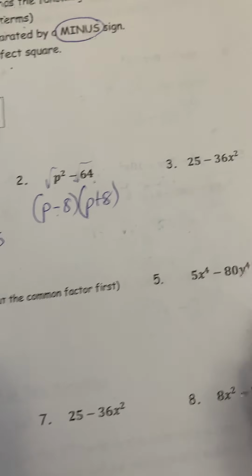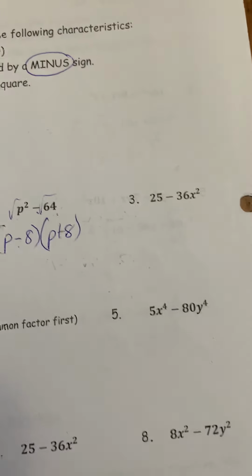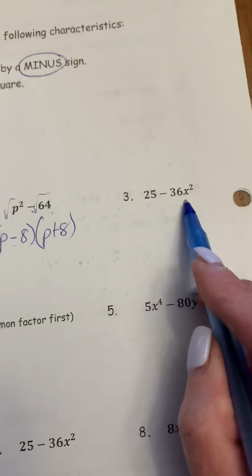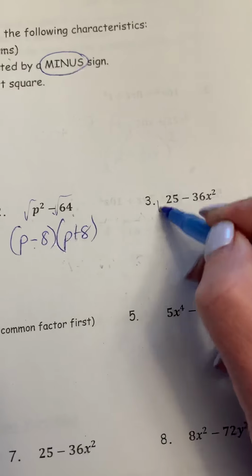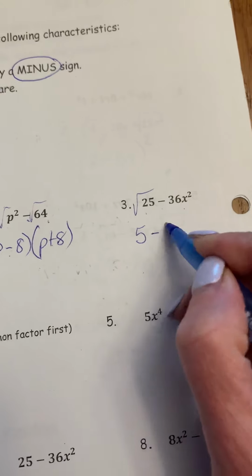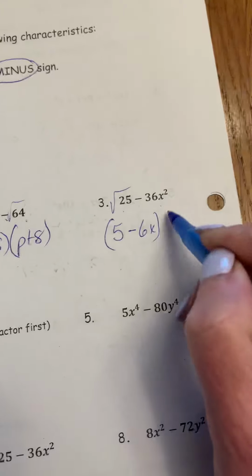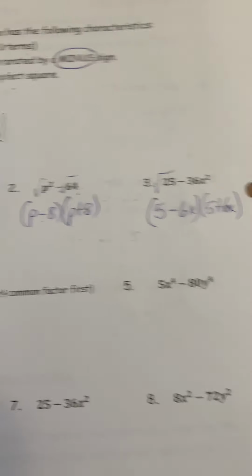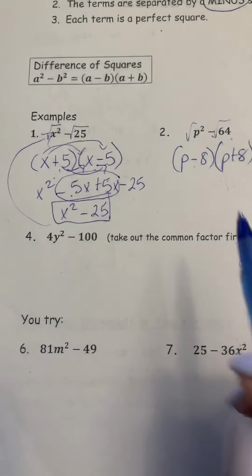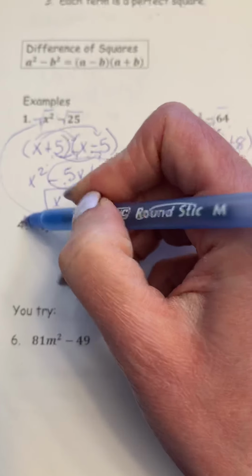It's that simple. This one's not in descending order, but it doesn't matter. It works. Two terms separated by a subtraction sign, perfect square, and then we get 5 minus 6x and 5 plus 6x. There we go. Okay, now this one is here. Remember, I always like to give you every example.